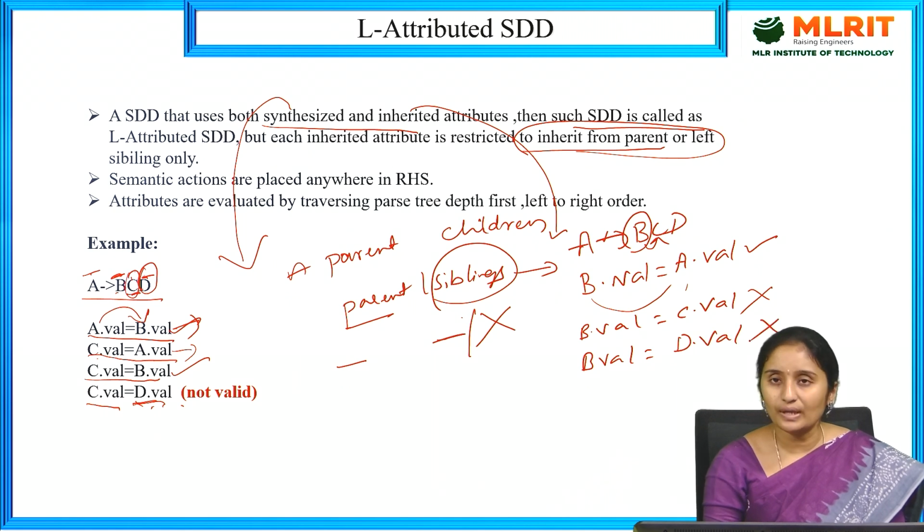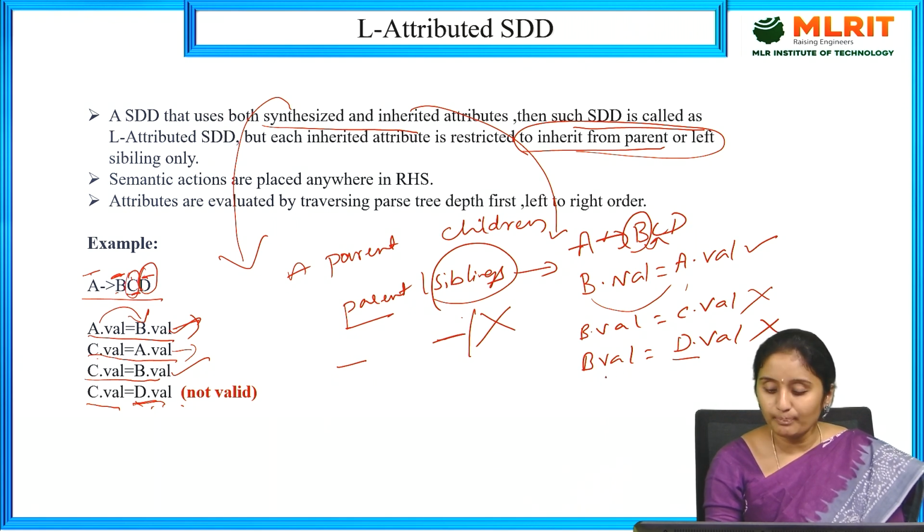This is also invalid. Why? Because D.val is also a right sibling. B and D are the siblings, but B is inheriting the values from D. So it is also invalid.